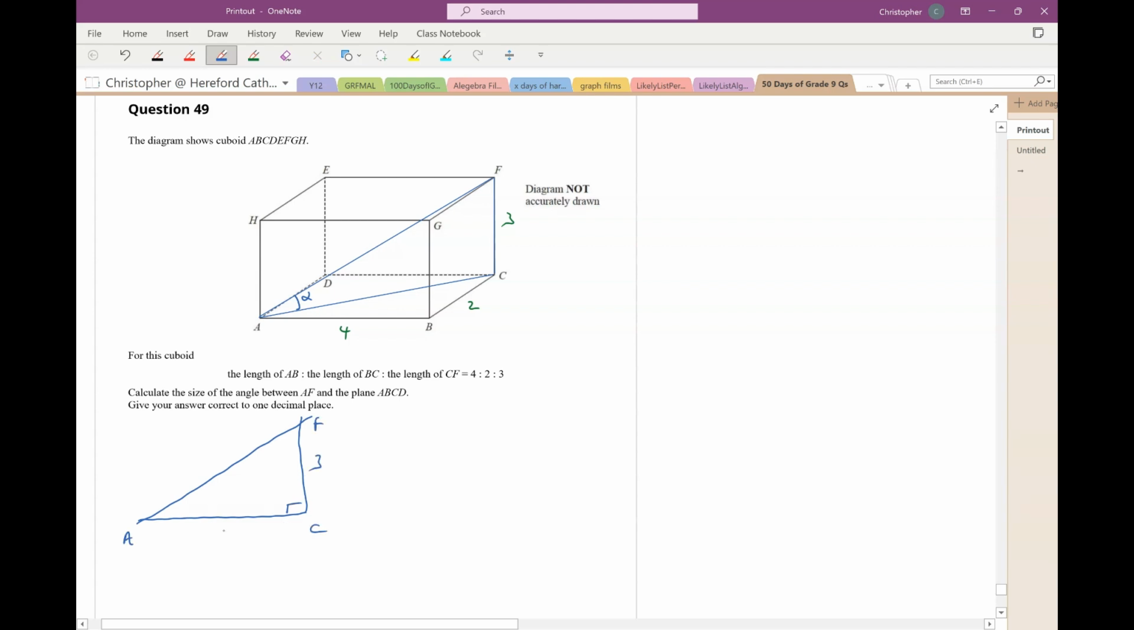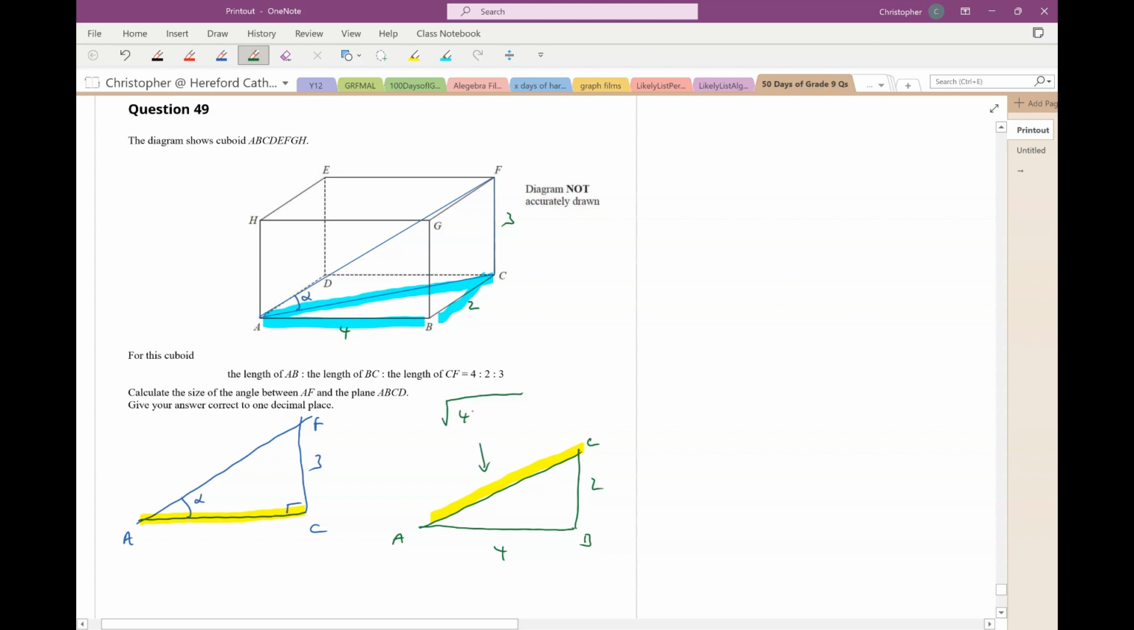That's 3. I wish I knew what AC was, because then I could use tan. But let's have a look at this triangle on the base of the shape. It looks like this. A to B is 4. B to C is 2. So I can use Pythagoras to find A to C. A to C here is the square root of 4 squared plus 2 squared. So that's the square root of 20. So this is the square root of 20.